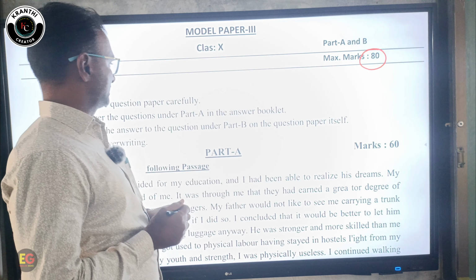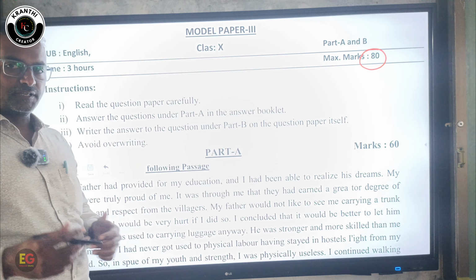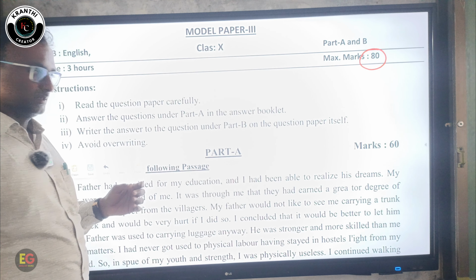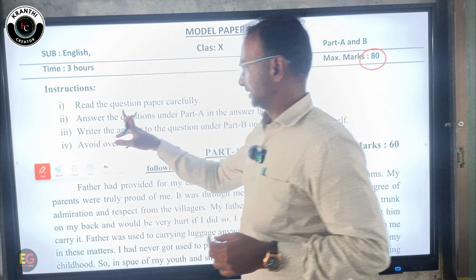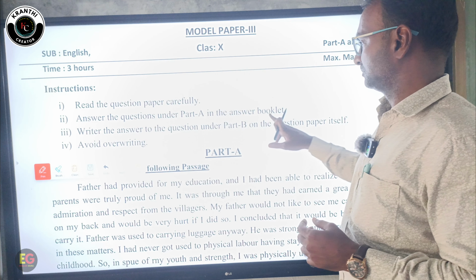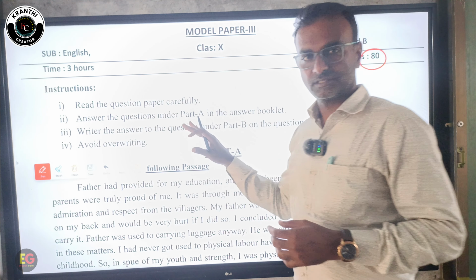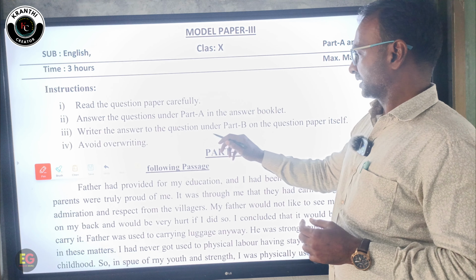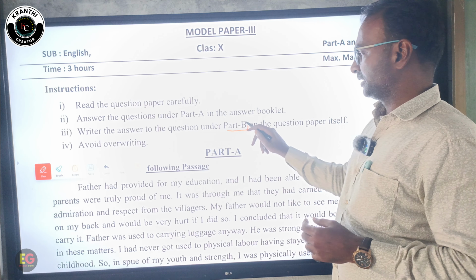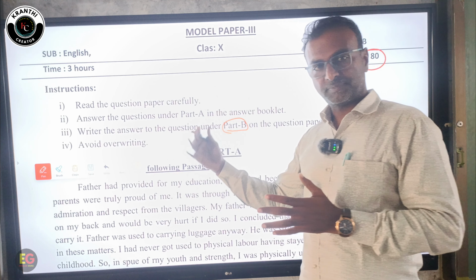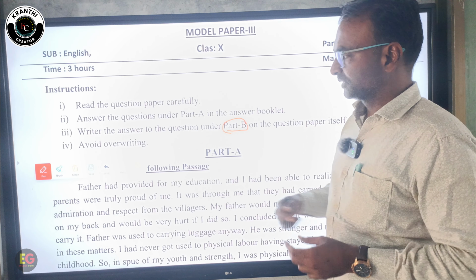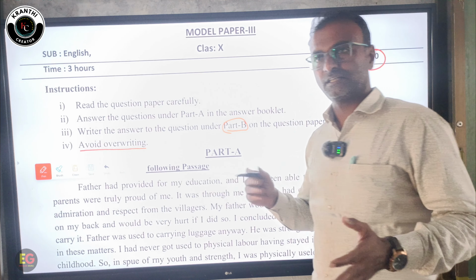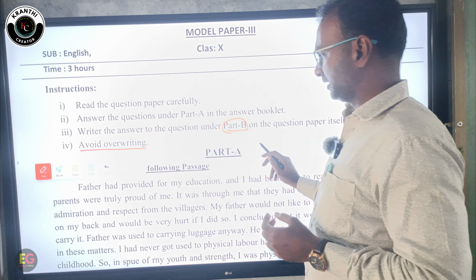Now let's have a look at this paper. After getting the question paper, go through the instructions carefully, read them carefully, and write all the answers in the answer booklet that is given to you. Part B should be written on a separate paper and tied to the main paper. Be careful, avoid overwriting. Don't strike it off many times, as it leads to confusion.